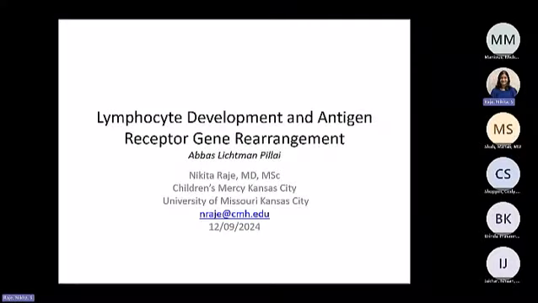Today is December 9, 2024. I'm Nikita Raje from Children's Mercy, Kansas City, University of Missouri, Kansas City. My email is included here if you have questions. This is Chapter 8 from the textbook of Abbas, Lymphocyte Development and Antigen Receptor Gene Rearrangement.